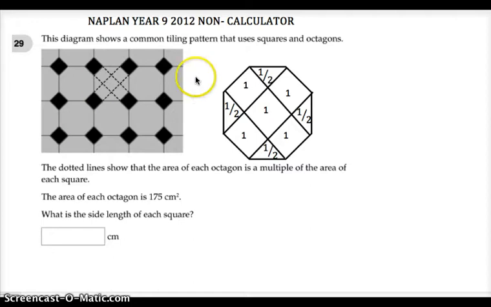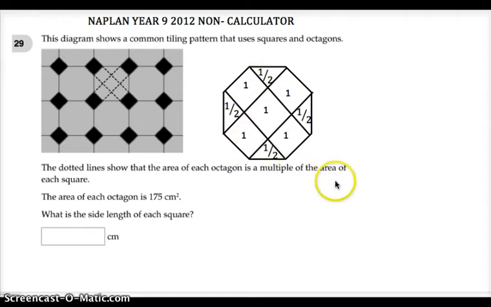Now, what I've done here, I've drawn an enlarged diagram of this octagon. I'm just going to trace over the octagon here. First side, second, third, fourth, fifth, sixth, seventh, eighth. Now, we can see clearly that there are 1, 2, 3, 4, 5 squares in the octagon. And then we've also got these triangles. I've got 1, 2, 3, 4 triangles there. Now these triangles will be half the area of each of those squares.